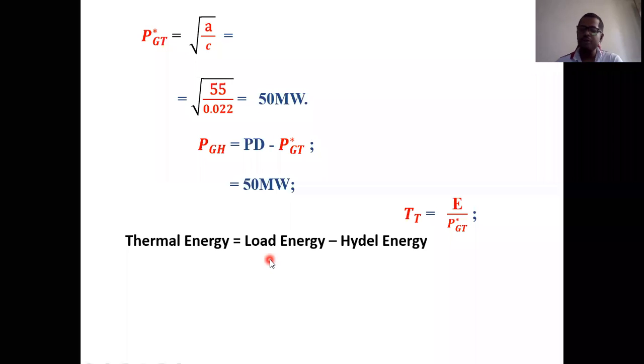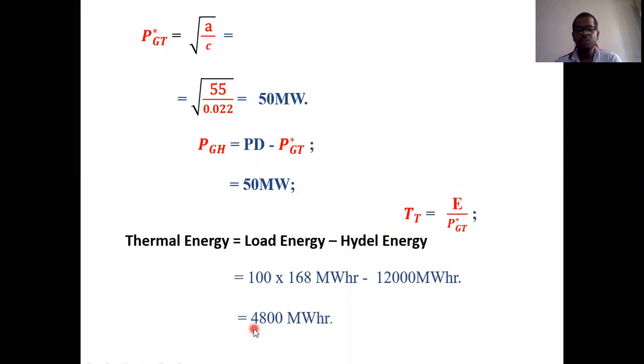So what is the load energy? How do you calculate the load energy? Load energy is load power into time. Already we know the power value, that is 100 megawatts, and the time is 168 hours. Just multiply those two parameters. And the ideal energy is also known in the given problem. So substitute these two and find out the thermal energy. Once you do it, you will get 4,800 megawatt hours. This is the thermal energy.